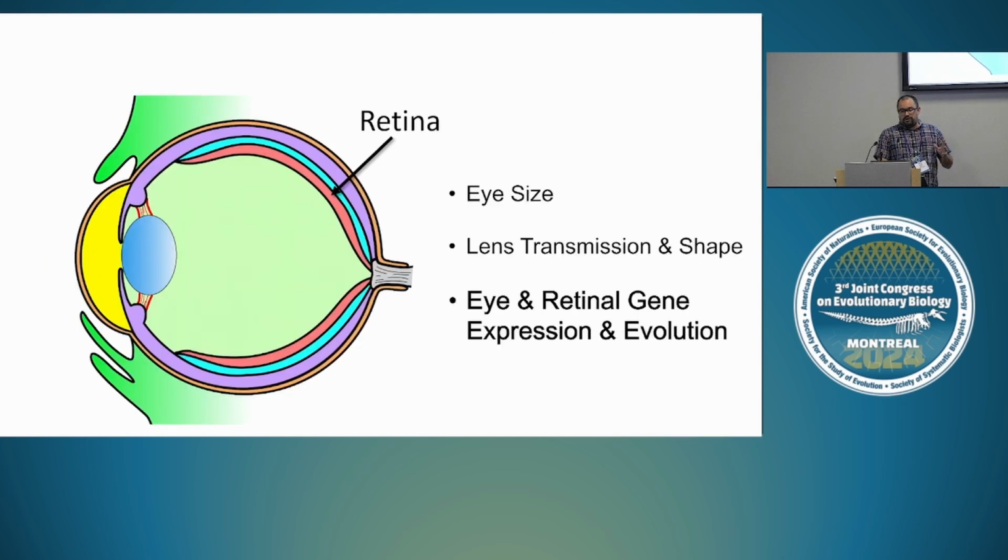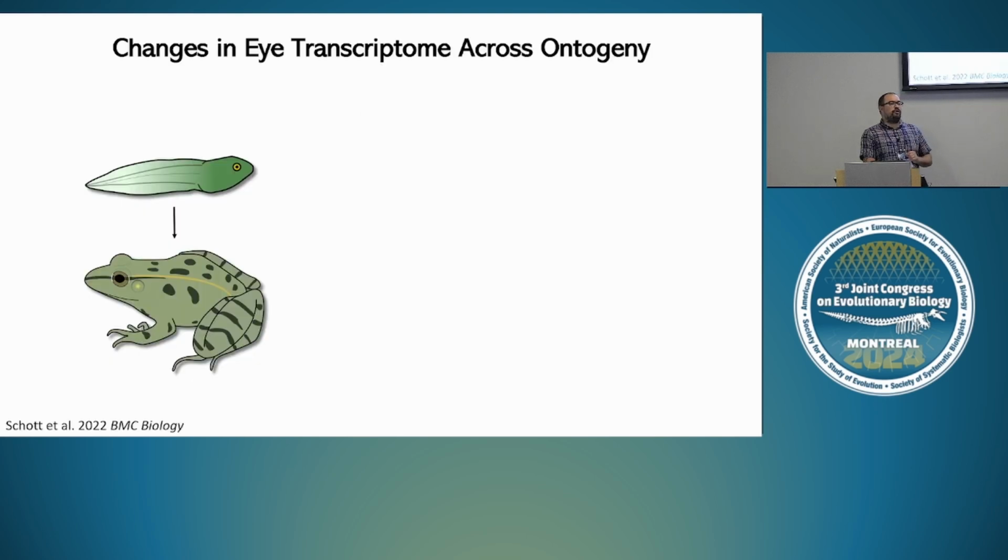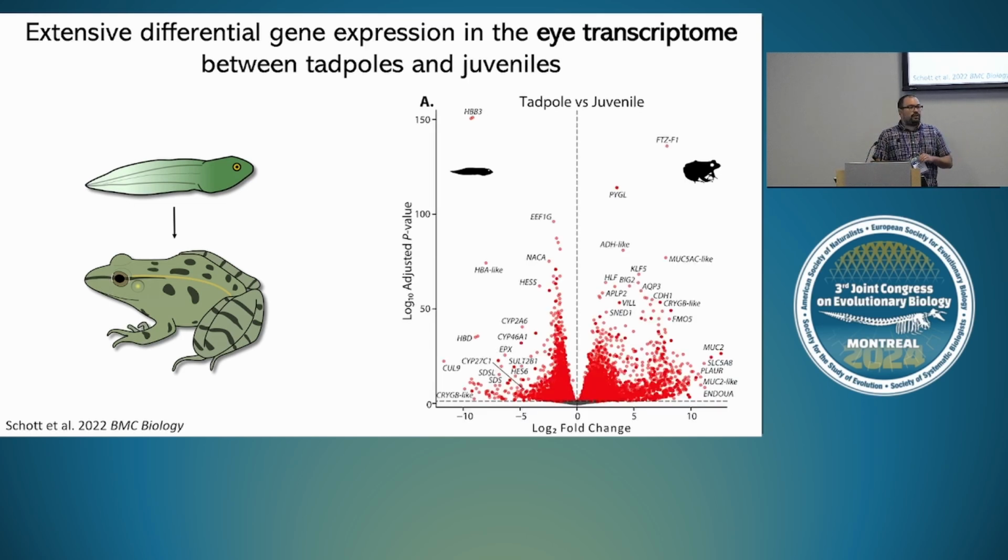All right, so switching to the molecular side of things, we're going to look at eye and retinal gene expression and evolution, starting with changes in the eye transcriptome across ontogeny. And so we studied this across the whole transcriptome of the eye. And so in this volcano plot here, the red dots on the left side represent genes in the eye transcriptome that are upregulated in tadpoles, whereas those on the right side are genes that are upregulated in juveniles. And we found that a really high percentage of genes in the overall transcriptome was differentially expressed. And of those genes, a high proportion of those were actually visual genes.